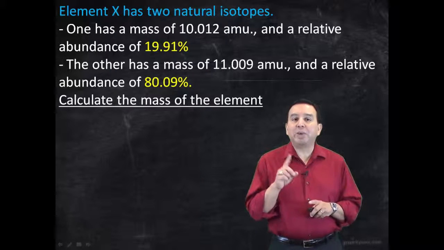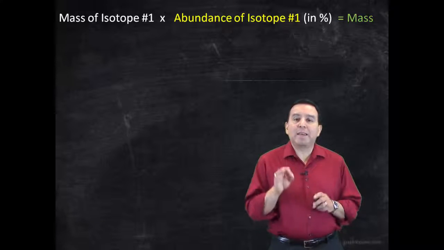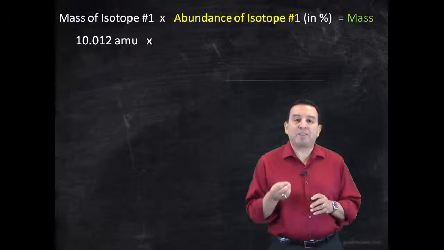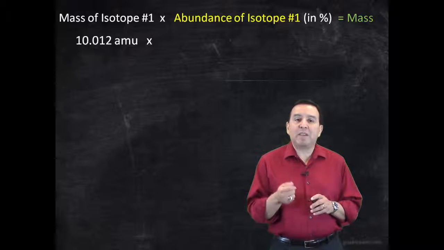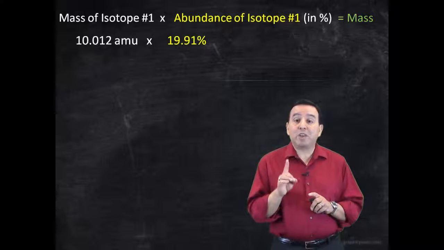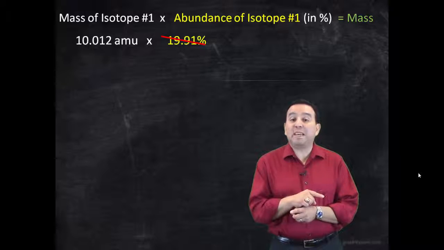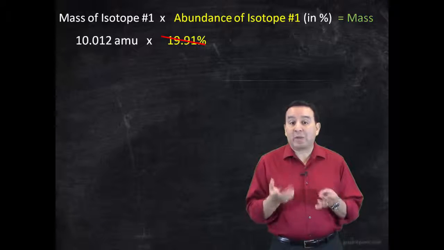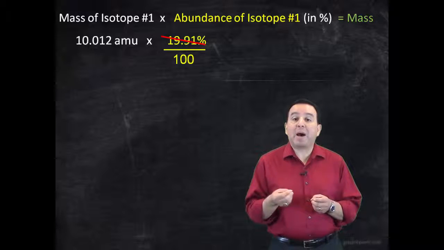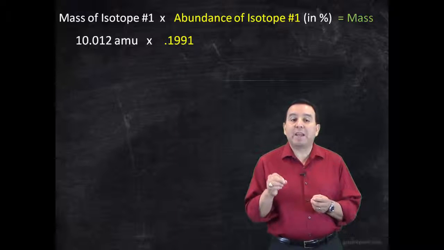The mass of isotope number 1 times the abundance of isotope number 1 in percentage. So we know the mass of number 1 is 10.012 atomic mass units times the abundance of 19.91. However, you cannot use the percentage in this equation. We need to convert it into decimal form. So how do we do that? Well, you divide that number by 100. 19.91 divided by 100 will give you 0.1991.